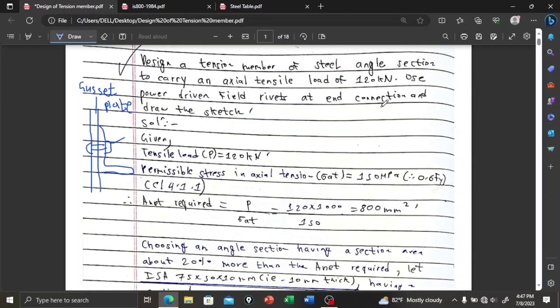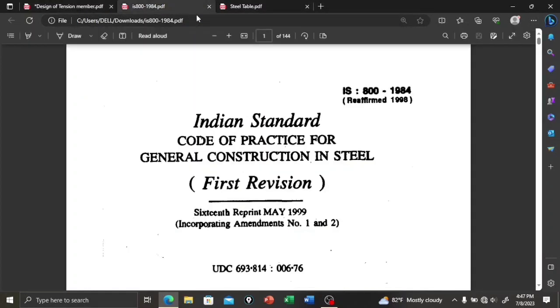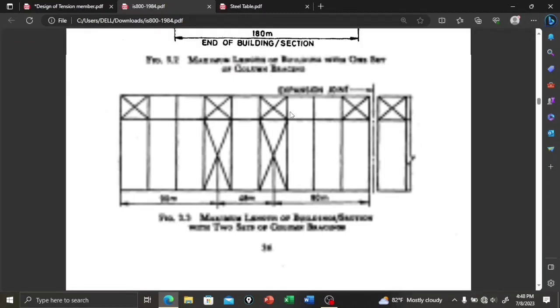So tensile load is 120 kN, which is given in the question. Permissible stress in axial tension is 150 megapascal, that is 0.6 times 250. This is given in clause 4.1.1.1 of IS 800 1984.